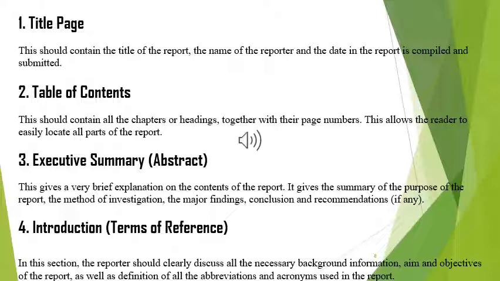After this comes what is called the executive summary, which we don't use here in academics. What we use instead is the abstract. This abstract is a sort of condensed summary of what is contained in the report or in the project. So it's a very brief explanation of the contents of the report. It gives a summary of the purpose of the writing, the method that was used in the investigation, what the major findings are, and what the conclusion and the recommendations, if any, are. So this is the abstract.